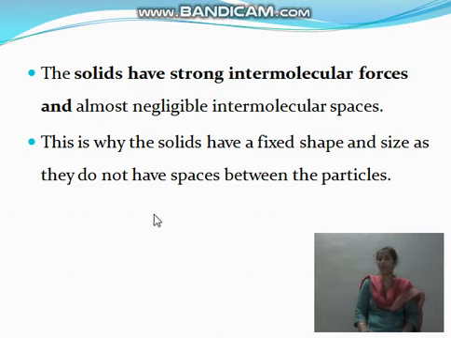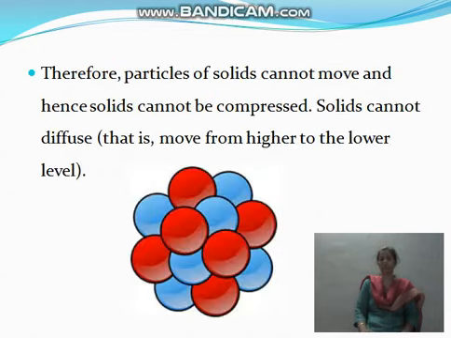One question: why do solid objects have a fixed shape? Because they have strong intermolecular force of attraction. Therefore the particles of a solid cannot move, and hence a solid cannot be compressed. Solids cannot diffuse, that is, move from a higher to a lower level. Here we can see red and blue ball-like structures representing particles. These particles are very tightly packed. There is no intermolecular space, that means the intermolecular force of attraction is high, so it has a fixed shape.